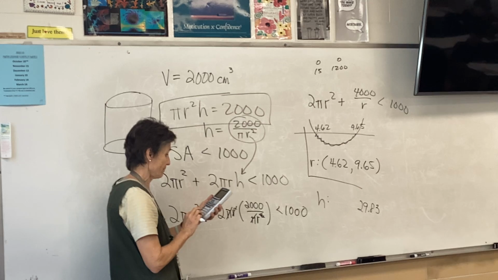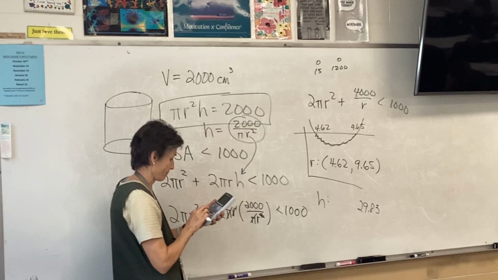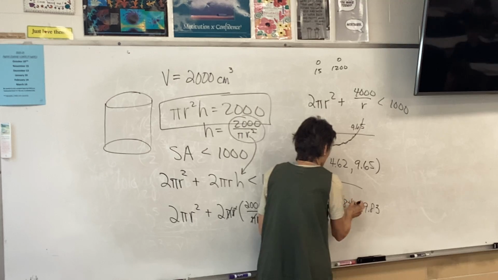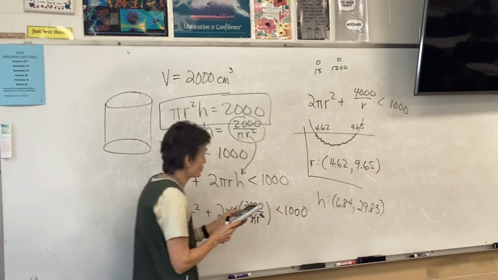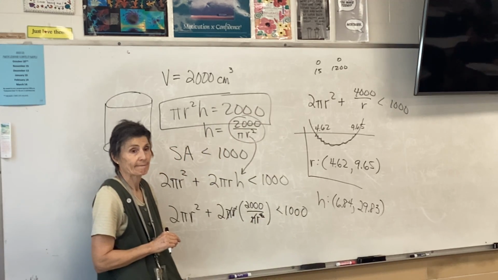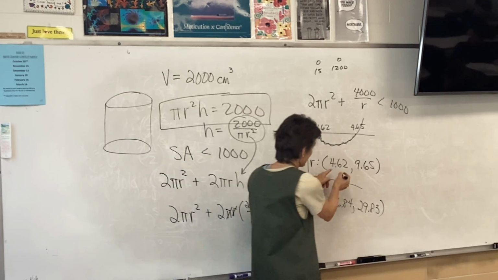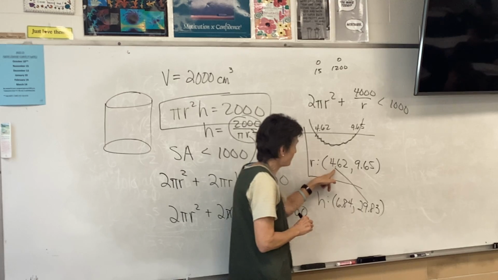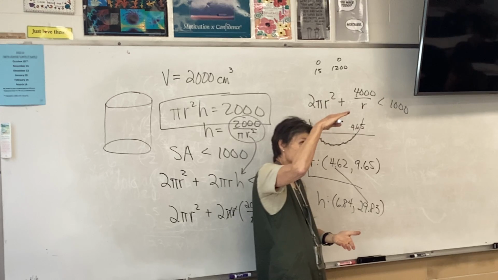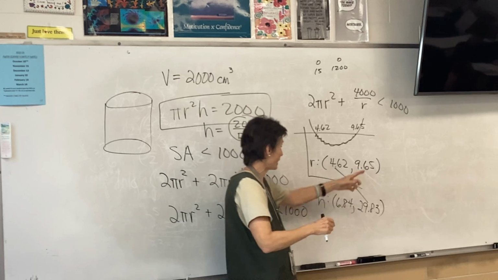And then the other one. So my heights ranged from 6.84 to 29.83. So you could build a can, this one went with this one. So this would be a skinnier can, but a taller can. Or this would be a fatter can, bigger radius, fatter can, and not as tall.